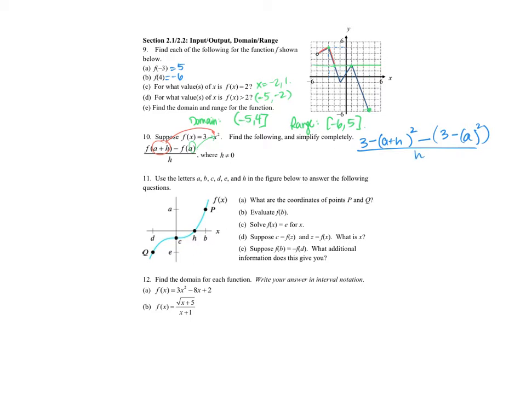And now I want to simplify this. So what is a plus, let's go over here to the side. What is a plus h quantity squared? Well, that's going to be a squared plus ah plus h squared. So that's a squared plus 2ah plus h squared. And that's because when I multiply this out, I have to do a plus h in parentheses times a plus h, and then I have to FOIL it out. So, all right, so we're going to have 3 minus all of that.